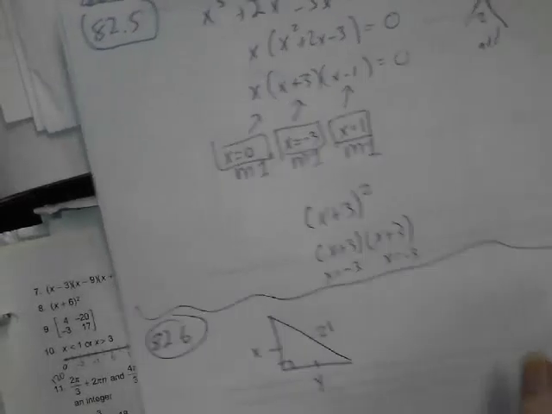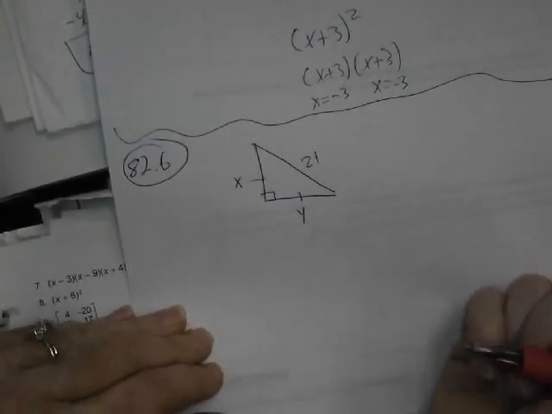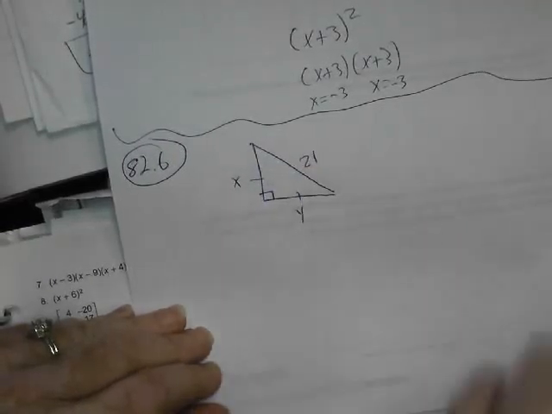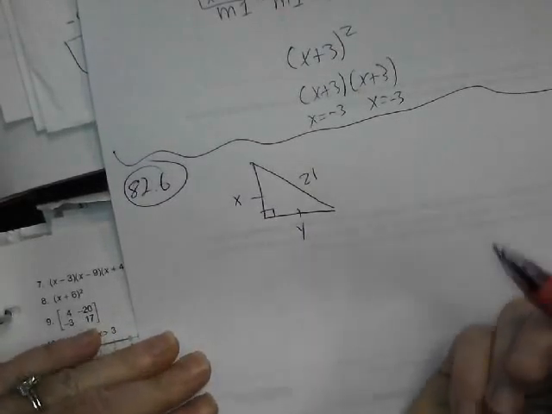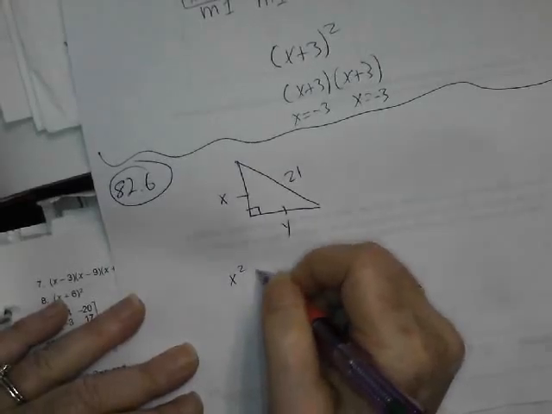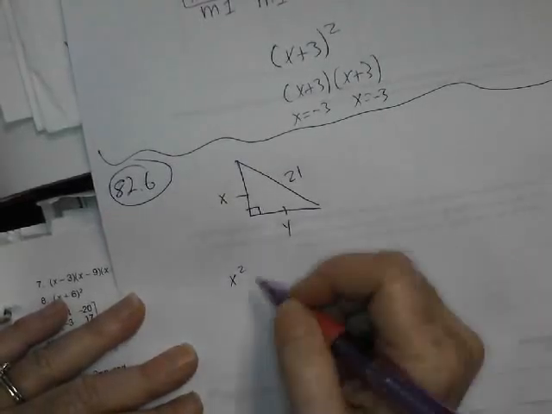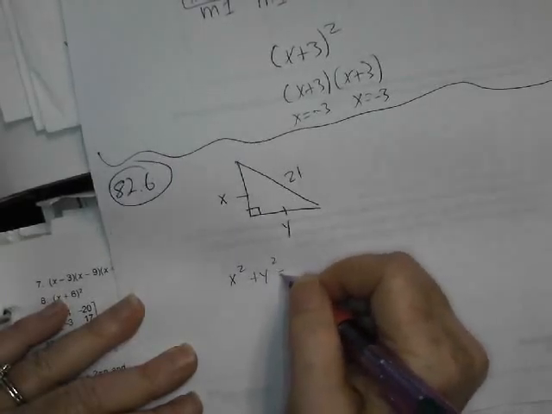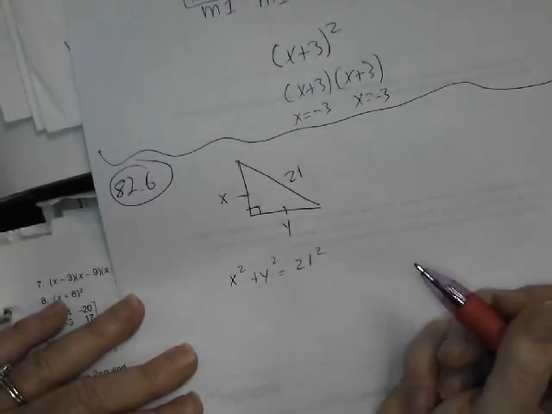Okay, this is lesson 82, number 6, Algebra 2, and the problem says I have to find x and y. I've got this isosceles right triangle, there's a hypotenuse. Who has an idea? You just do the Pythagorean theorem there. Right? Well, it'll just be x squared plus y squared equals 21 squared.